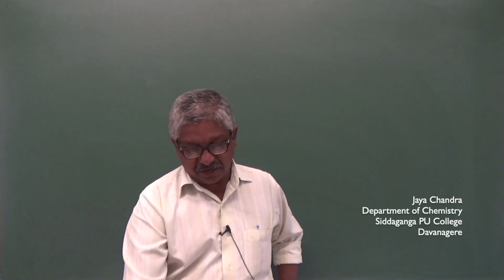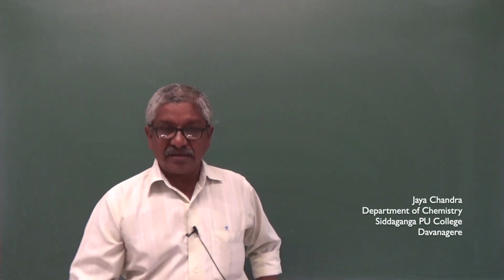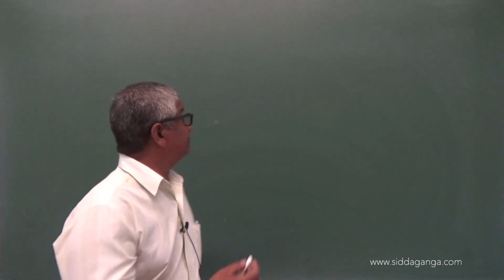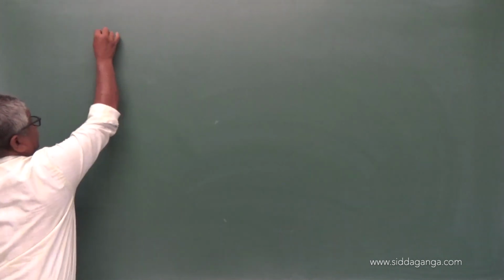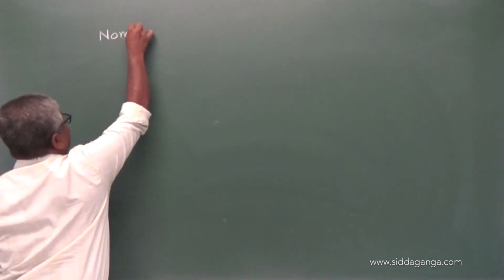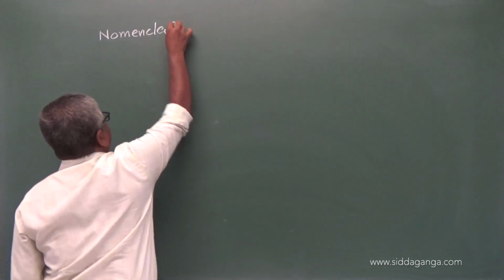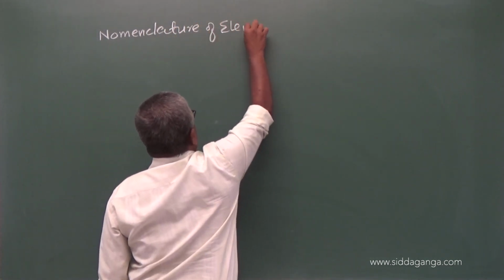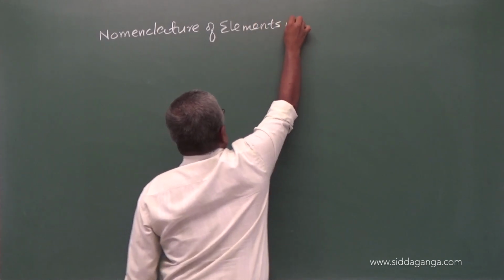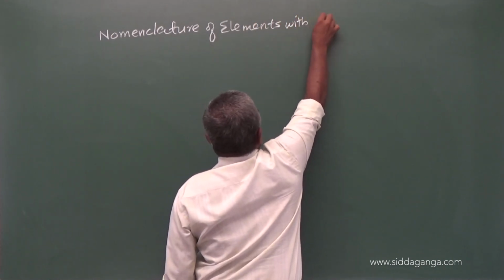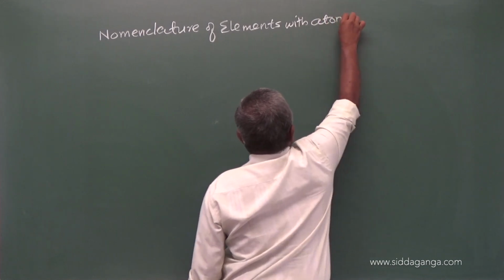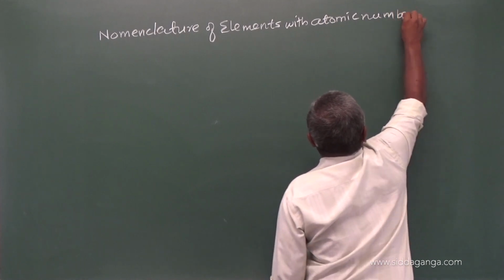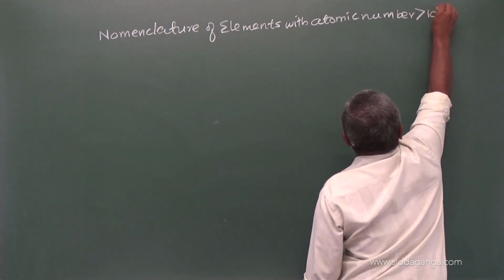Next, nomenclature of elements with atomic number greater than 100. Title is: Nomenclature of elements with atomic number greater than 100.